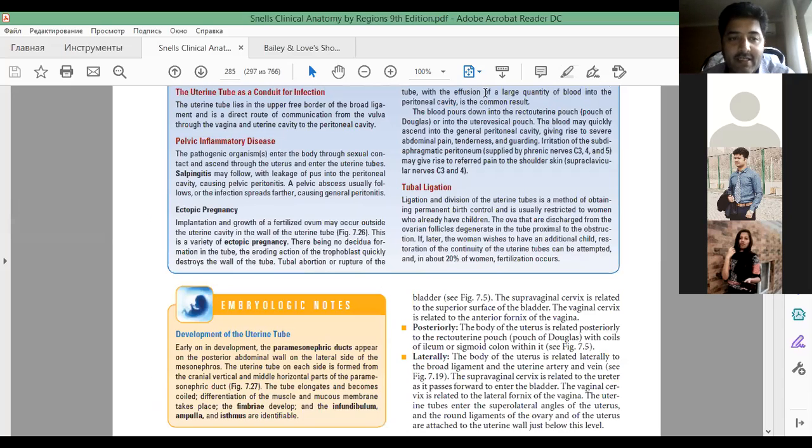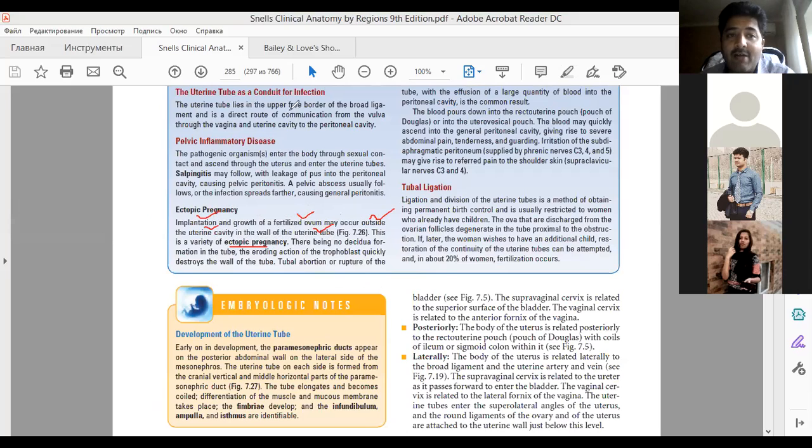See here, ectopic pregnancy: implantation and growth of a fertilized ovum outside the uterine cavity, in the uterine tubes. Okay, so it is known as ectopic pregnancy. Okay, this is your ectopic pregnancy.